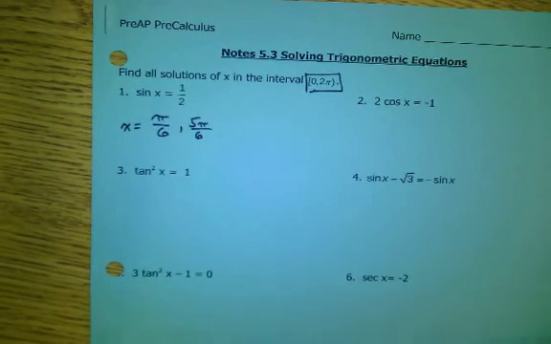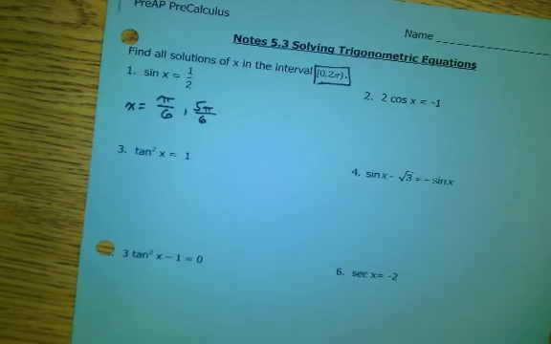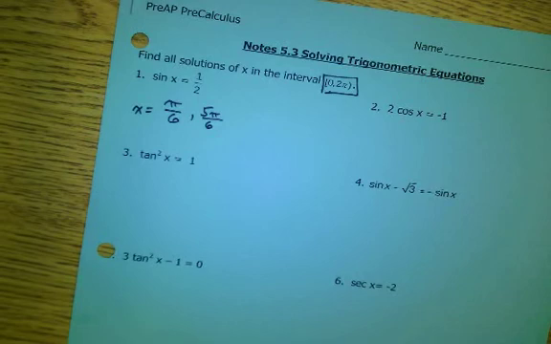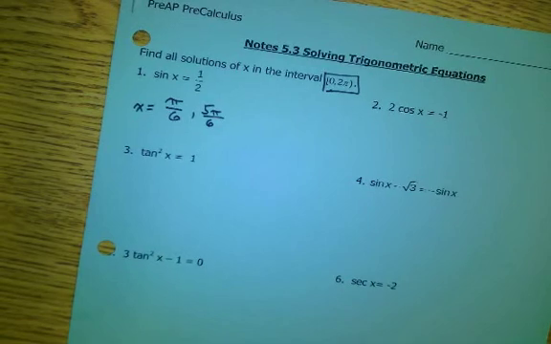Yes, you need to know, again, you need to know the whole unit circle. What do you mean by the intervals? Like for arc sine and stuff like that? Is that what you're asking? No.